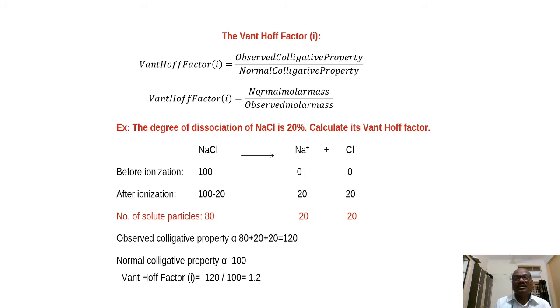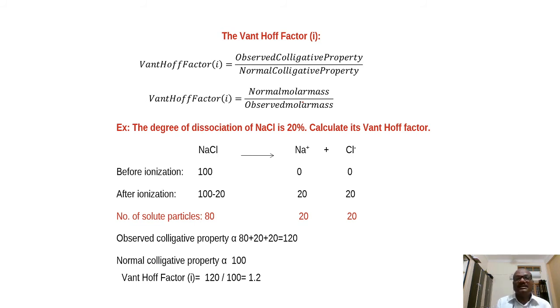Van 't Hoff factor i is equal to the normal molar mass of the solute divided by the observed molar mass of the solute. Here you see observed colligative property in the numerator, and in the second, observed molar mass in the denominator. In the first equation, normal colligative property is in the denominator, whereas in the second equation, normal molar mass is in the numerator. If you see these two equations, the colligative property and molar mass are inversely proportional. In both of these ways, we can define the Van 't Hoff factor i. So, i is equal to observed colligative property by normal colligative property, or i is equal to normal molar mass by observed molar mass.